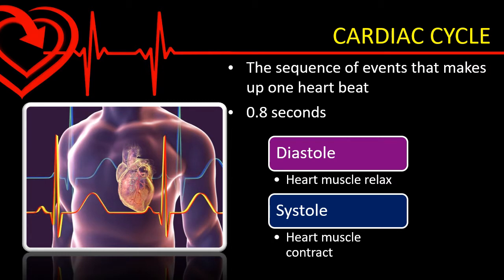The cardiac cycle refers to one complete sequence of heartbeat. One heartbeat consists of the relaxation phase or diastole and contraction phase or systole. The heart contracts and relaxes in a rhythmic cycle. The time taken for one cardiac cycle of contraction and relaxation is 0.8 seconds. The heart beats at a rate of 70 to 80 beats per minute.